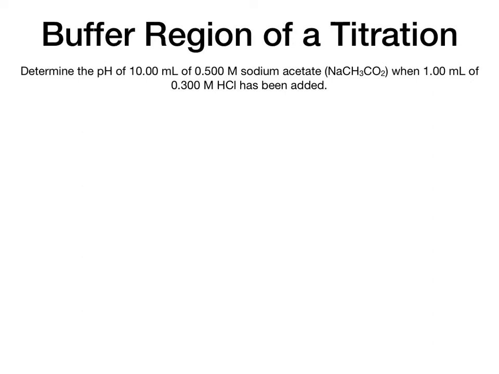Okay, so these types of questions look something like: determine the pH of 10 milliliters of 0.5 molar sodium acetate when 1 milliliter of 0.3 molar HCl has been added. So this problem is going to start off a lot like the previous problem whenever we were talking about the endpoint. The first step of this problem is to determine what is in solution.